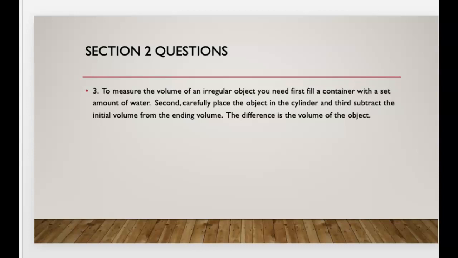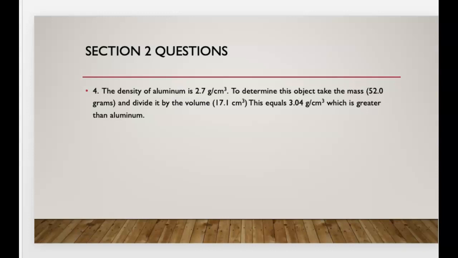All right, in question 4, they gave you some information and they wanted to know if that object was made of aluminum or not. So the density of aluminum is 2.7 grams per centimeter cubed. So remember, you take the mass and they gave you 52 grams. You divide it by the volume they gave you, 17.1 centimeters cubed. It came out to 3.04 grams per centimeter cubed. So no, this is not aluminum because it does not match the density. It is another metal object that has a faint silver look to it.